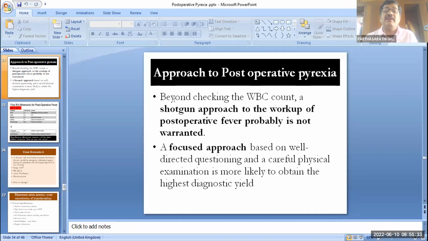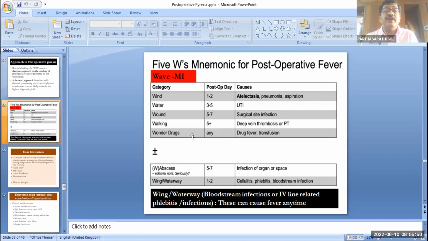Now, beyond checking the WBC count that we always check, a shotgun approach to the workup of post-operative fever probably is not warranted. So don't shoot here and there. Always try to have a focused approach. Otherwise, you will not be able to reach the chart that I have shown. I have already mentioned these days: for pulmonary cause, the first 48 hours. For UTI, 3 to 5 days, wound 5 to 7 days, and of course DVT on the 5th day.